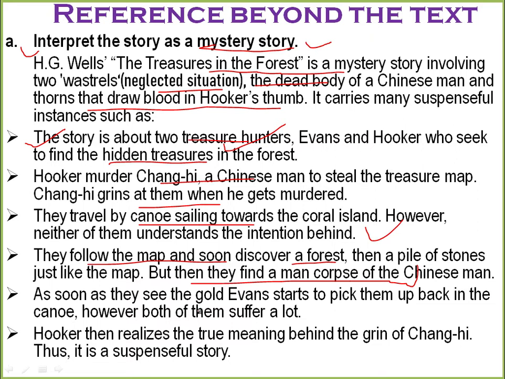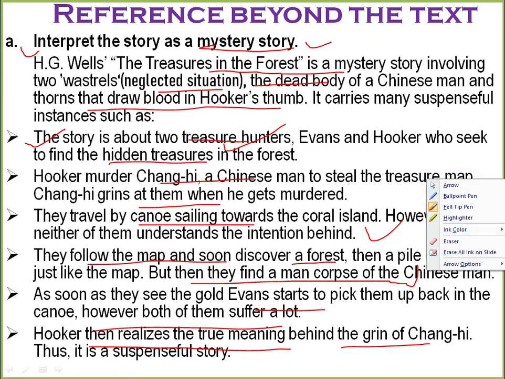As soon as they see the gold, Evans starts to pick it up and carry it back to the canoe. However, both of them suffer a lot. And the last one is Hooker then realizes the true meaning behind the grin of Chang He. In this way, we can say that this is a suspenseful or mystery story.